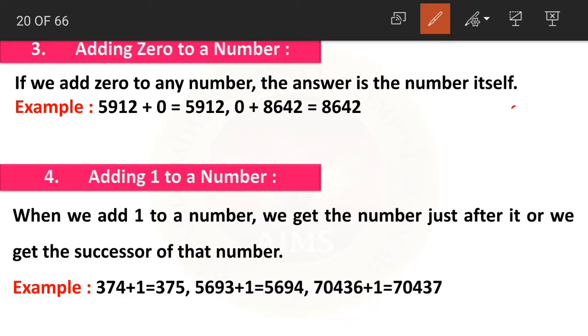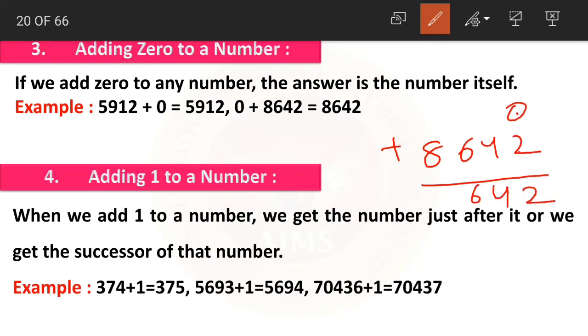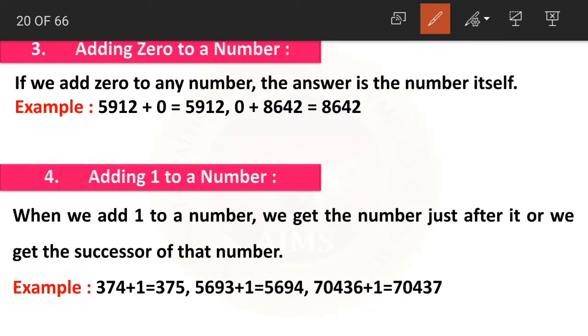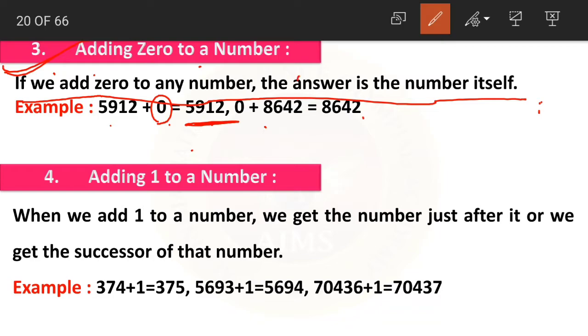Yes. Now even for the second example, 0 plus 8642. 0 plus 2, 2, 4, 6, 8. Again what did we get? 8642. The same number, right? We already know this, that whenever we add 0 to a number, the answer will be the number itself. Now what do we call this? We call this a property of addition. Yes, we add 0 to any number, the answer is the number itself. This is our third property of addition.